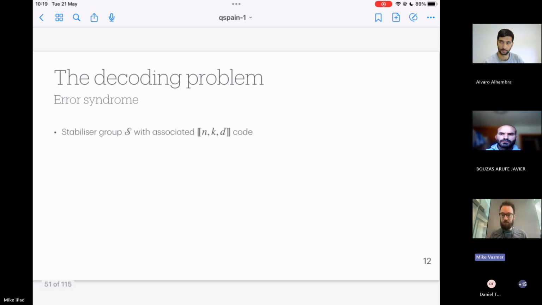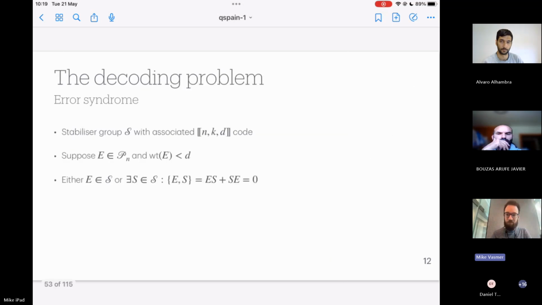So let's go back. We have a stabilizer group, and we have an associated [[n,k,d]] code. And then I'm going to make an assumption now. Let's assume that we have an operator E, which is in the Pauli group. E is going to stand for error. And now the weight of this error, weight of E, is less than d, the code distance. Okay. So now my claim is either this error is in the stabilizer group, or there exists a stabilizer such that this error anti-commutes with it.